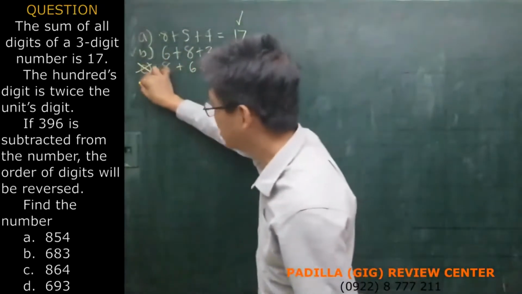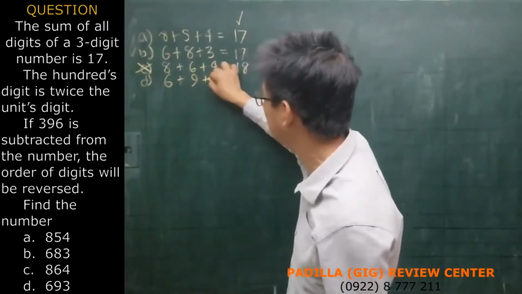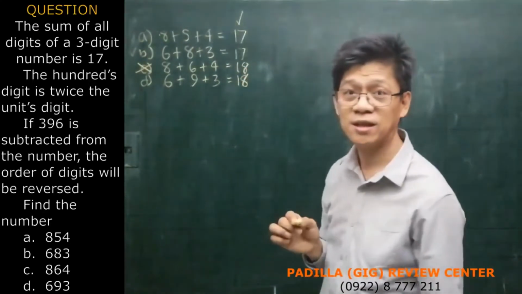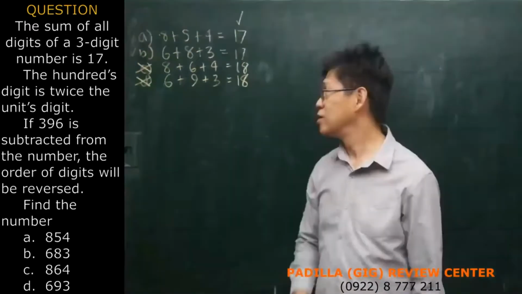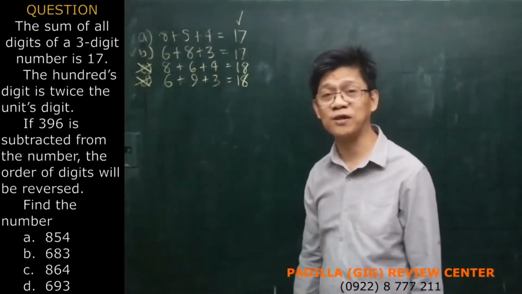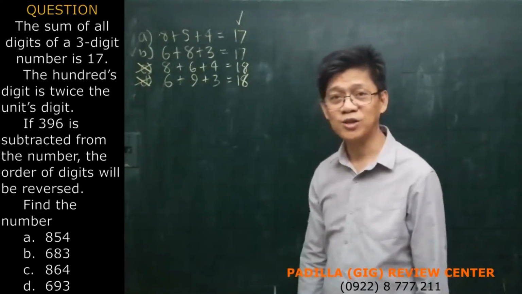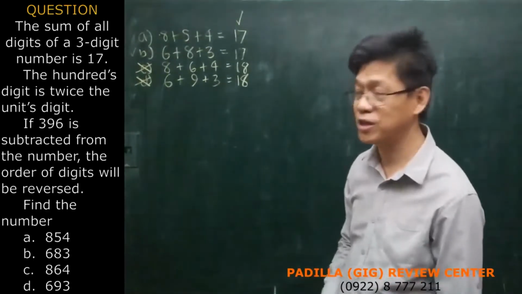Option D, it's 693. You add them, this is also 18. So option D is disqualified. So after substituting the first condition to the options, two were eliminated. Let's go to the second condition.